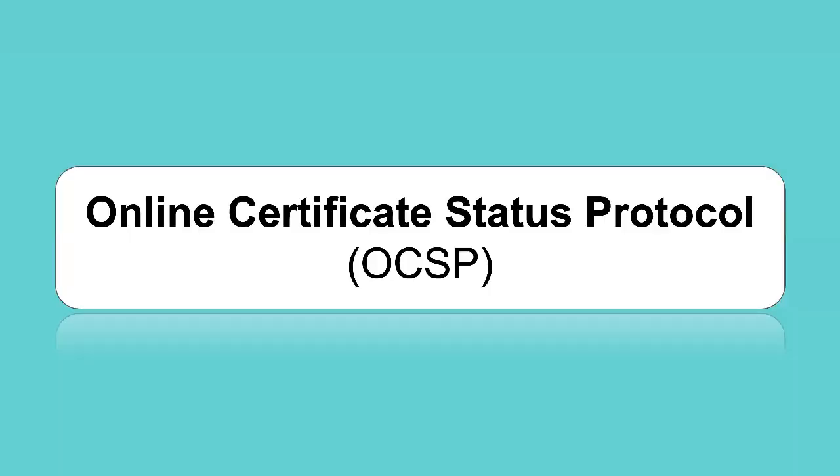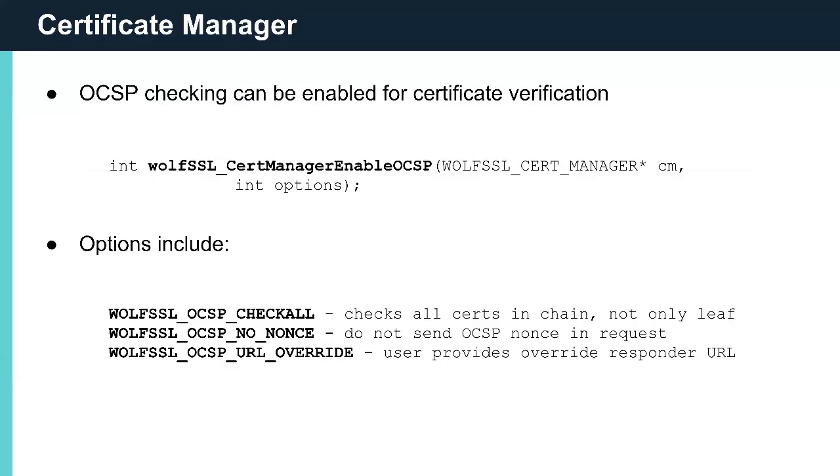The next kind of certificate verification or validation check that you can enable is OCSP with cert manager. So this is online certificate status protocol. Again, we just have one API here which enables it. It takes a couple options. You have OCSP check all, it checks all the certs in the chain, just like CRL did. OCSP no nonce, which indicates to wolfCrypt don't send an OCSP nonce in the request. And then OCSP URL override. The user can provide an override responder URL instead of using the OCSP responder listed in the cert.